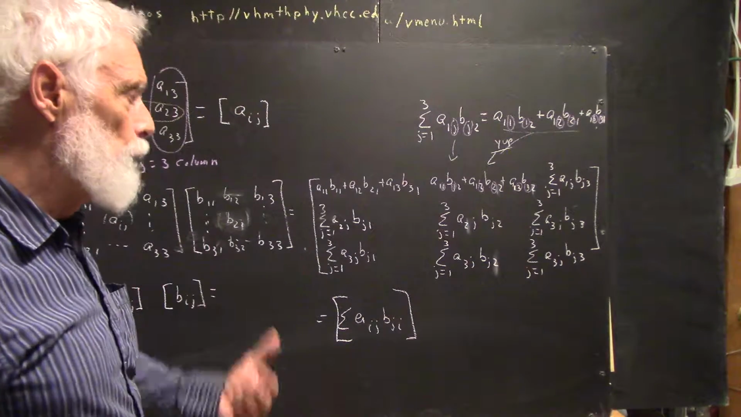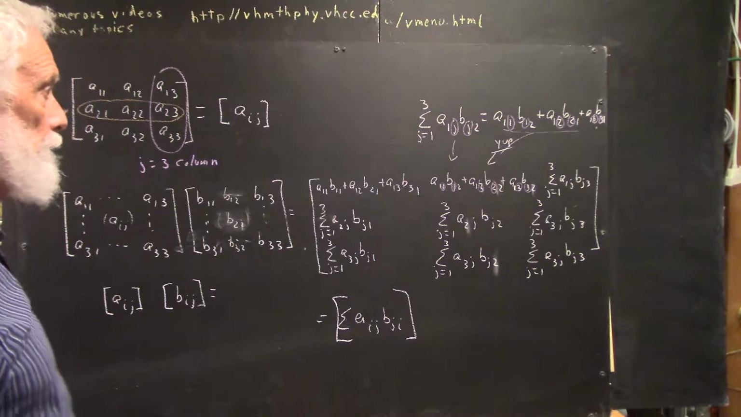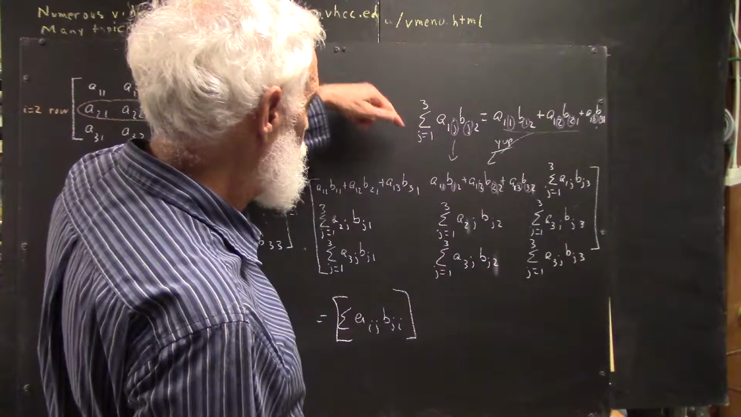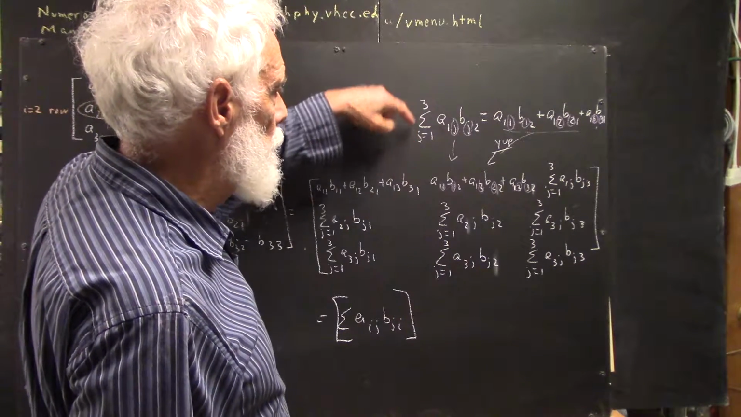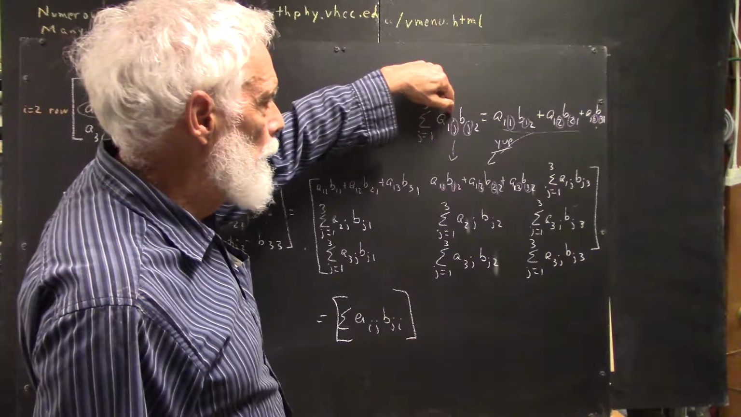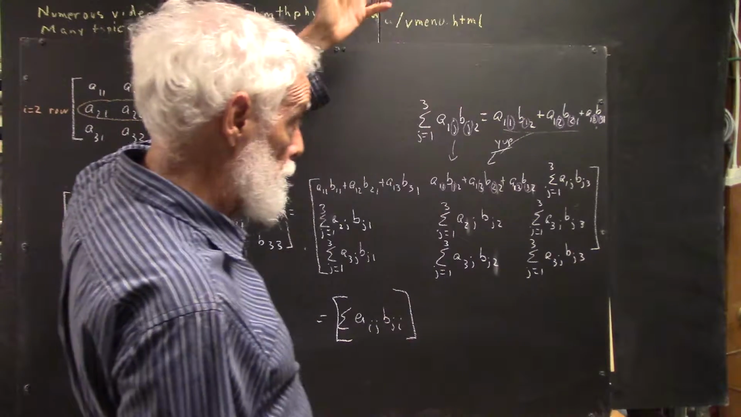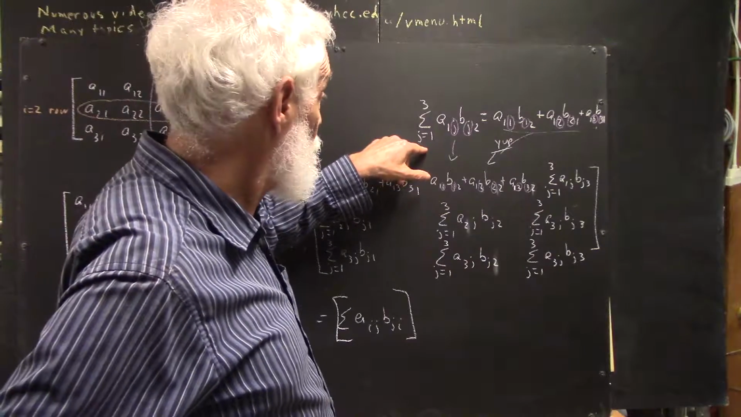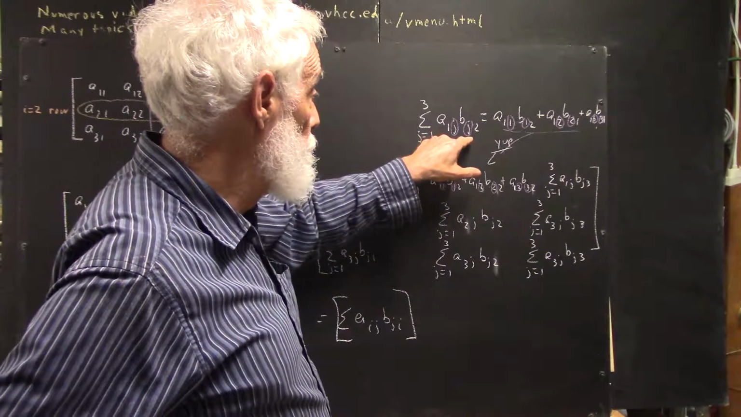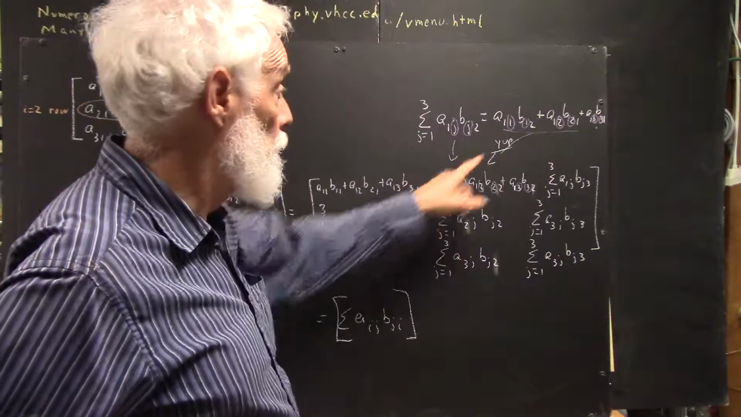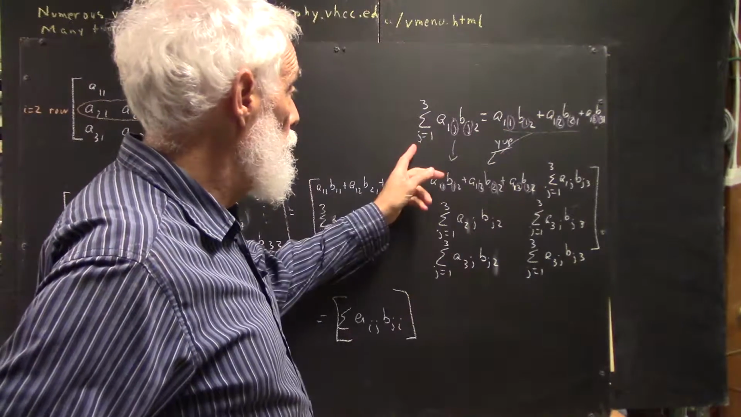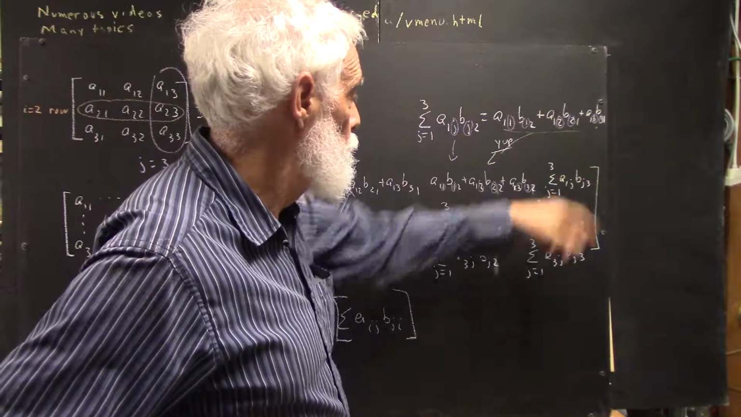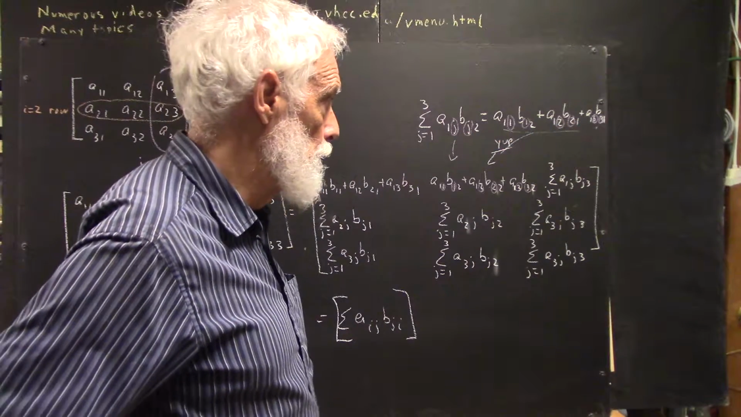Now we could write that down much more succinctly. Using this notation here, if we do the sum from j equals 1 to 3 of a_ij times b_j2, for example, what are we going to get? Well, when j equals 1, we get a11 times b12, and that's what I wrote down here. When j equals 2, we have a12 b22, not 1, 2, 2.